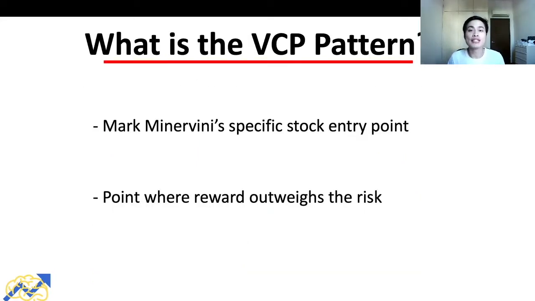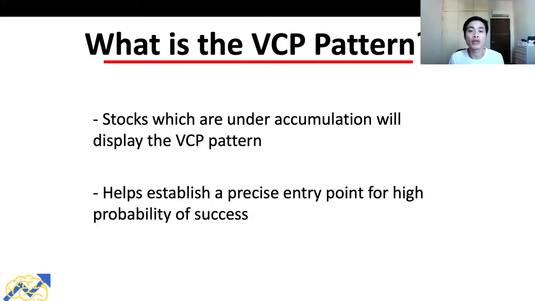The VCP pattern is one of Mark Minervini's trading strategies, which he uses to identify specific stock entry points. These entry points will give investors and traders a higher probability of success, because at these points, the reward outweighs the risk. So at these specific stock entry points in the VCP pattern, the risk to reward ratio is favorable. And stocks which are under accumulation will display the characteristics of this VCP pattern.